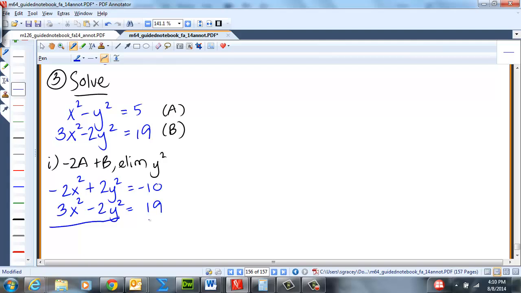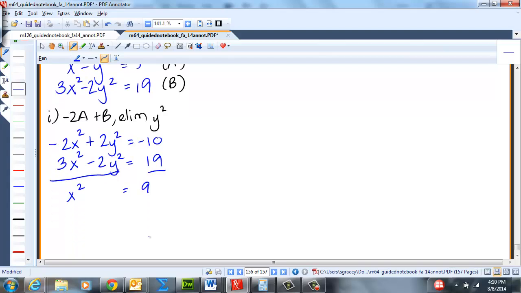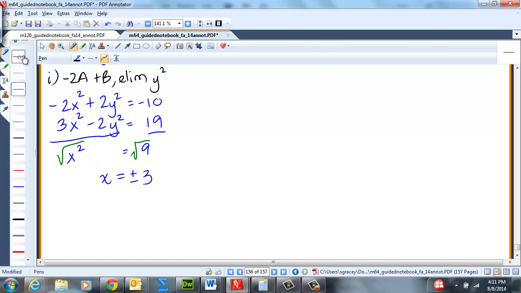So this is going to give us a result of positive 1x squared is equal to positive 9. And then if we square root both sides, we get x is plus or minus 3. So now if we go and we say substitute x equal to -3 and x equal to positive 3 into equation.